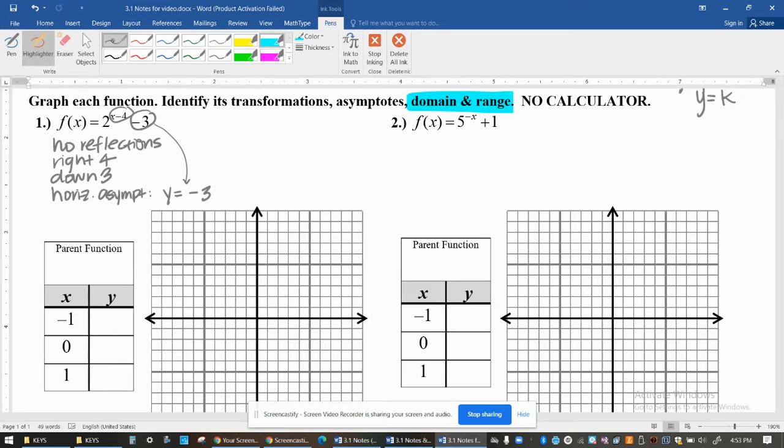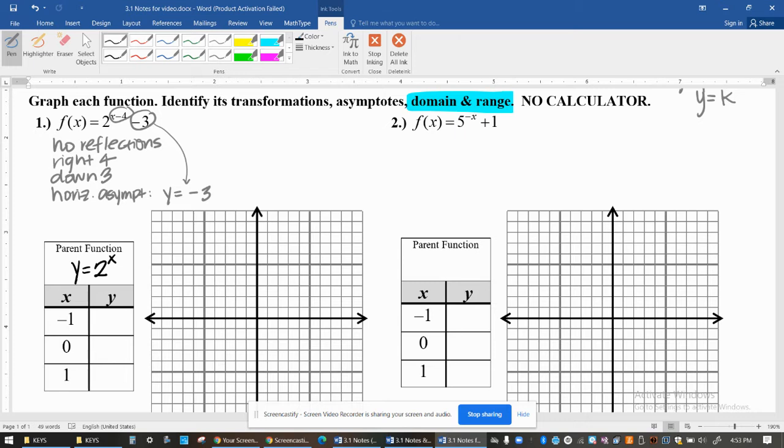So the parent function of this is just y equals and then whatever the base is. So in this case, we've got f of x equals 2. Yes, it's got that x minus 4 and minus 3, but we're going to just consider y equals 2 to the x. Okay, so that's the basic parent function. You can also just call it f of x equals 2 to the x.